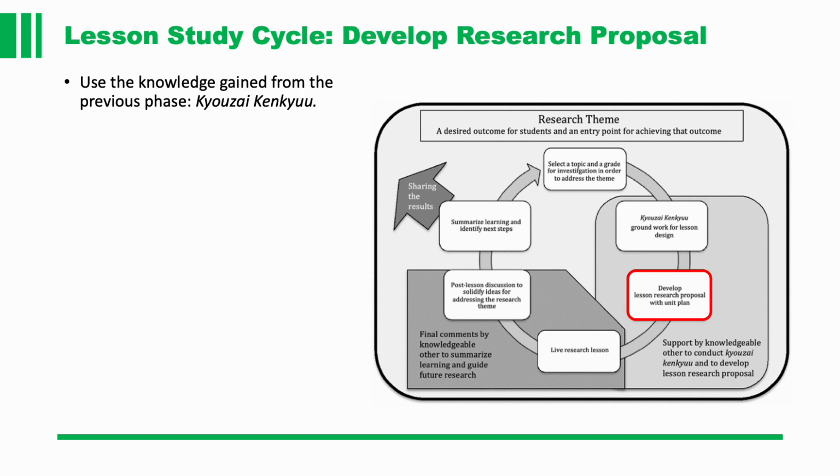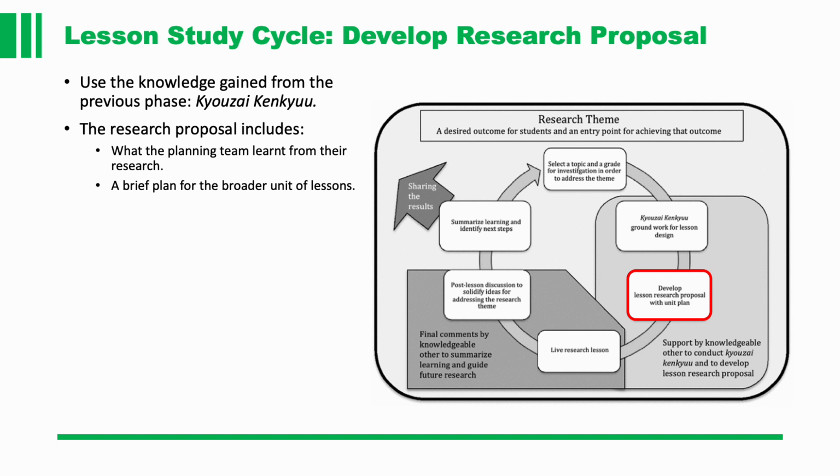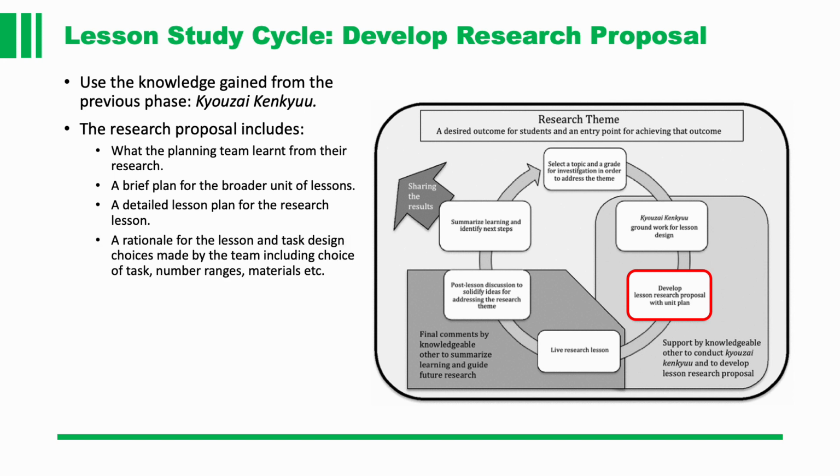The next part of the planning stage is to use the knowledge gained from the materials that were studied and develop a research proposal. The research proposal includes what the planning team learnt from their research, a brief plan for the broader unit of lessons, a detailed lesson plan for the research lesson, and a rationale for the lesson and task design choices that were made by the team, including the choice of task, number ranges, and materials, among other things.